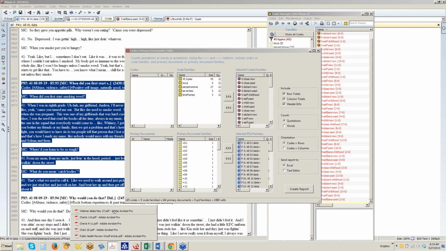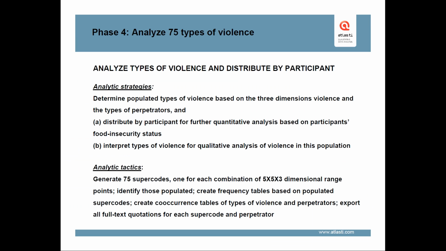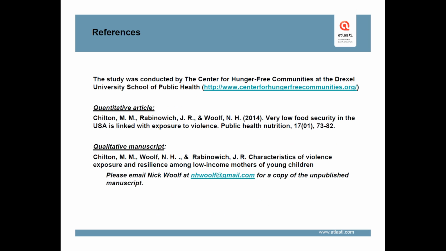So level 3, perpetrated by some distant person, that's happening right now. That's that supercode right there that I'm highlighting. So that particular type of violence, person number 1 had 1, and gosh, who else has 1? That person is the only one that had an example of that kind of violence. This kind is much more common. This person had 2, this person had 1.